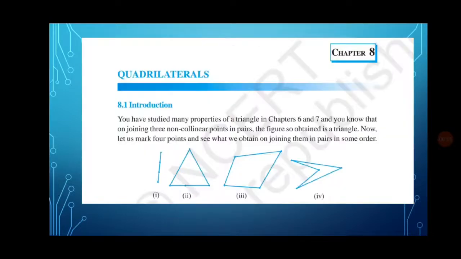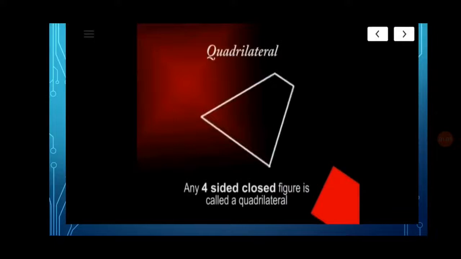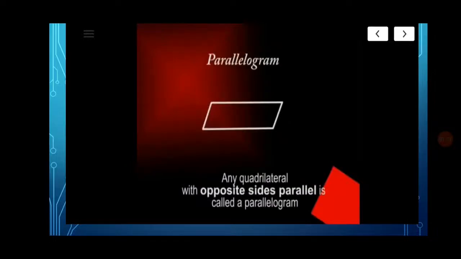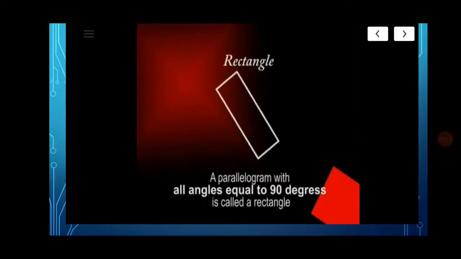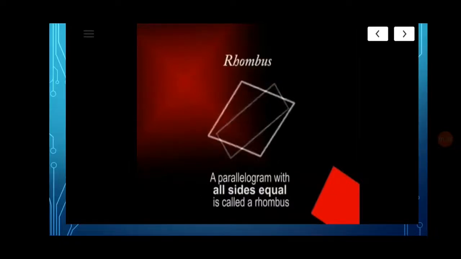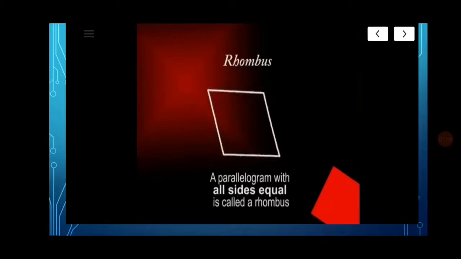Okay. We'll go to the topic quadrilaterals. We have already seen the introduction part. We'll just see a recap quickly so that it will be easy to go into the topic. Quadrilateral is nothing but a four-sided closed figure. Parallelogram, any quadrilateral with opposite sides equal and parallel, equal as well as parallel, is called the parallelogram. And rectangle, a parallelogram with all angles equal to 90 degree. Rhombus, a parallelogram with all sides equal is called a rhombus.